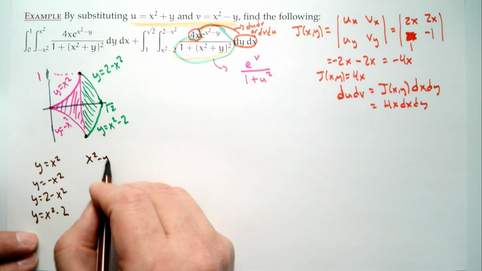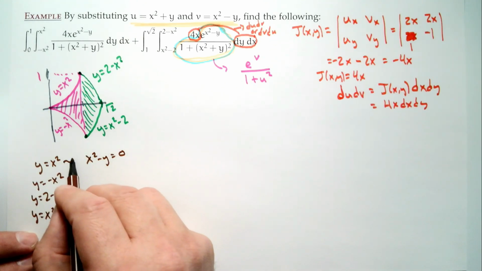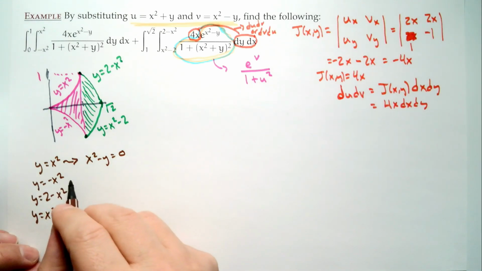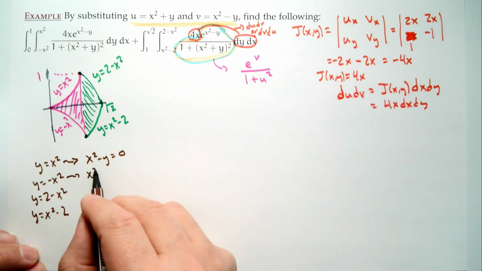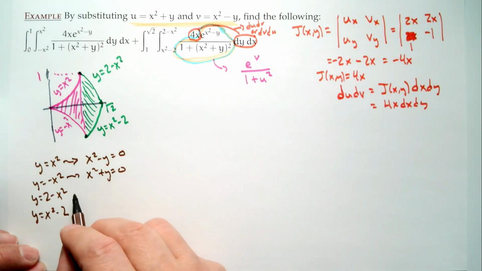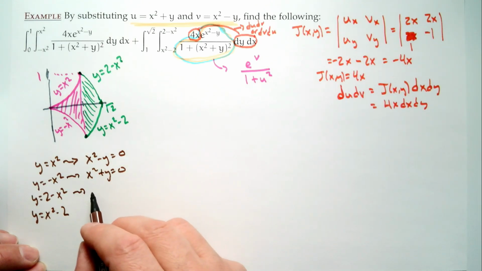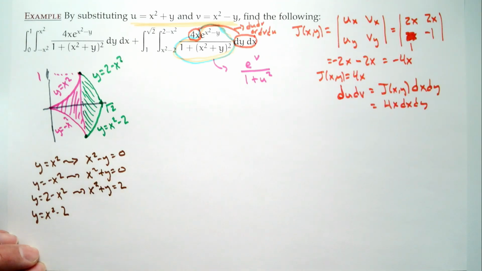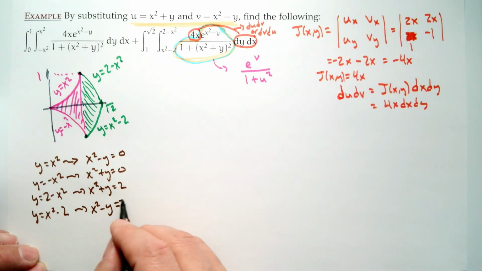x squared minus y equals 0. So again, I'm just rewriting my boundary curves to set myself up for success. And success here says, how can I get it in terms of my new variables? What's a better way to write y equals x squared? x squared minus y equals 0. How about y equals 2 minus x squared? x squared plus y equals 2. y equals x squared minus 2. What's a better way to write that? x squared minus y equals 2.